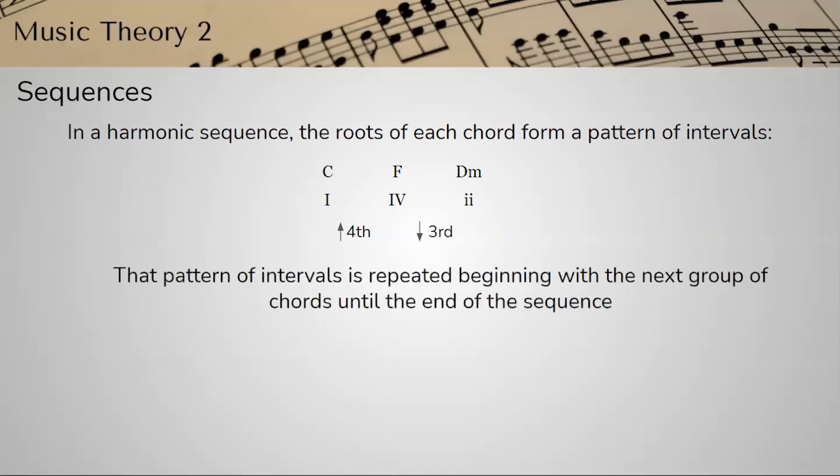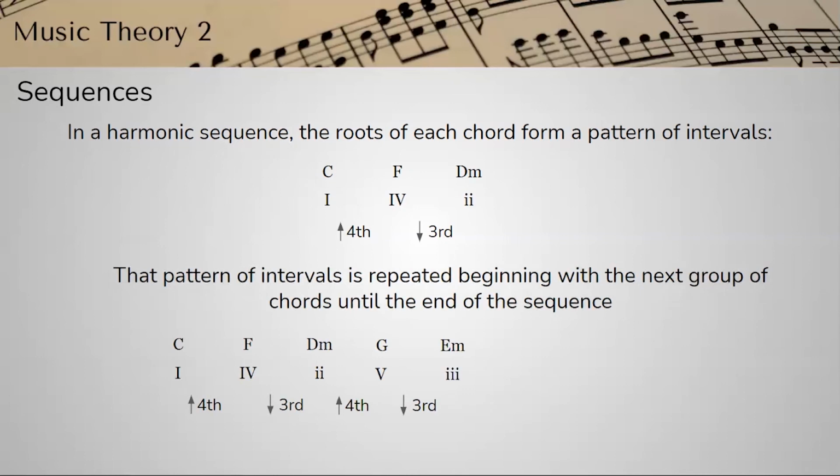So to make it a sequence, we need to repeat it starting on a different pitch level. So there's our first three chords, C, F, D minor. Now we'll repeat the pattern, and we'll move up from that D minor, up a fourth. So the next chord would be a G, and then the root would move back down by a third to become an E minor. So then our sequence continues.